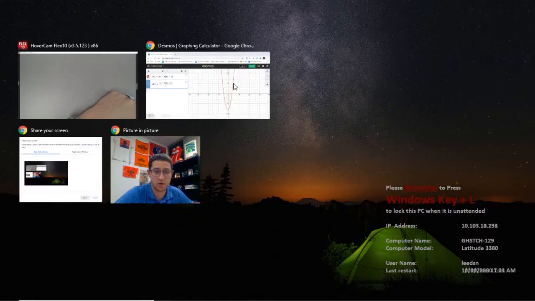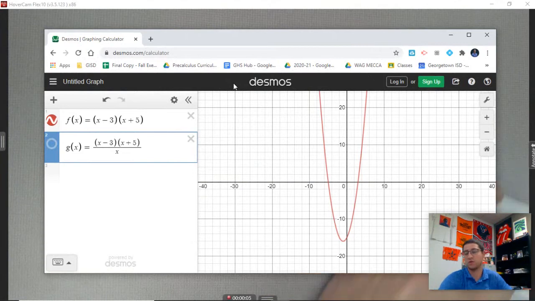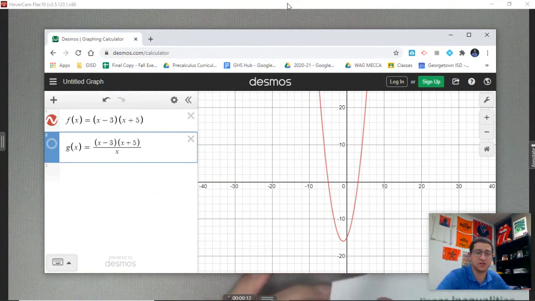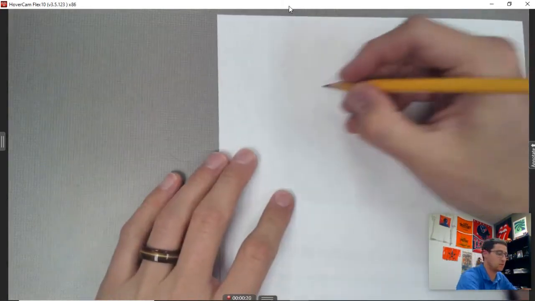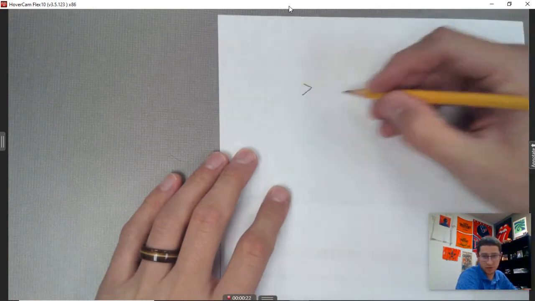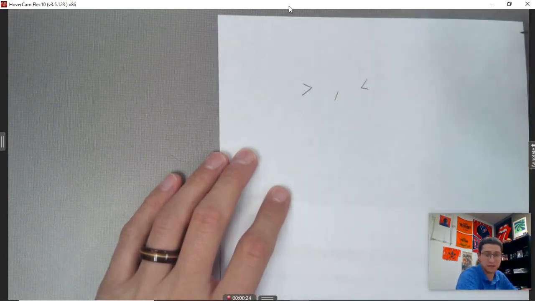All right, y'all. So today we're going to start off in Desmos. What we're doing is working with solving nonlinear inequalities. Just as a heads up, inequalities are any time you're using greater than or less than signs.